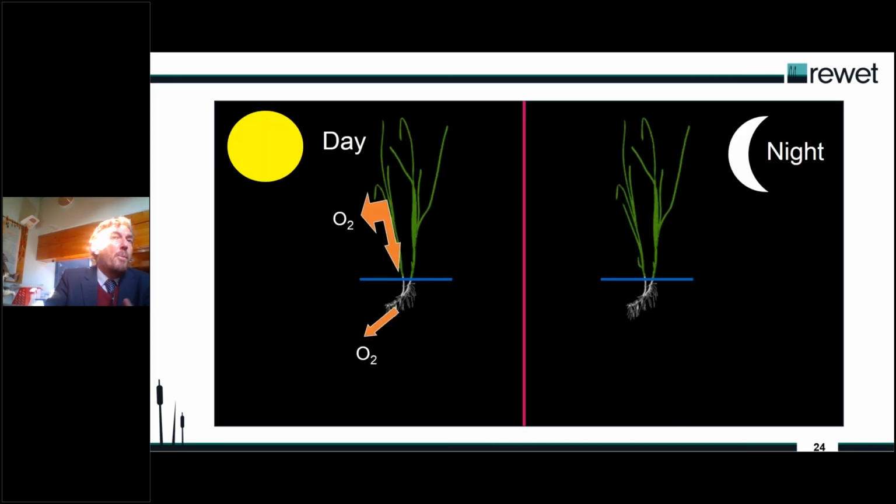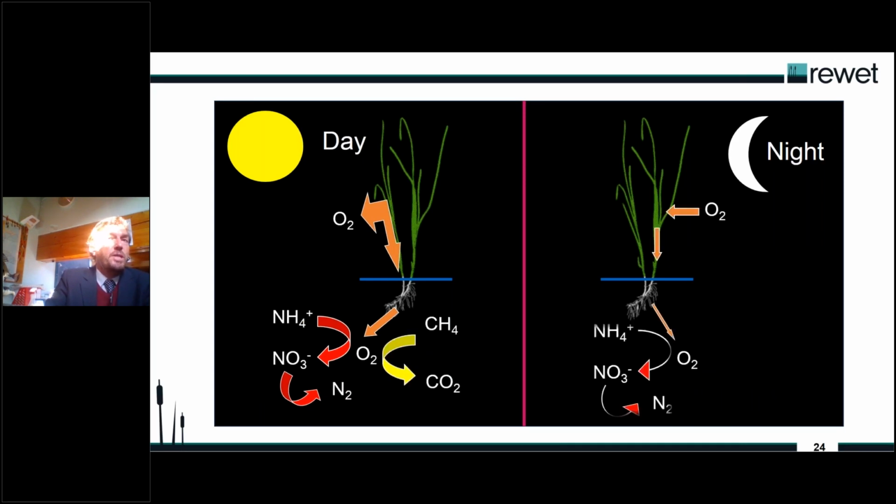And this is more or less what happens in any submerged aquatic vegetation. During the day, there is large photosynthesis pushing oxygen downwards and favoring a lot of microbial processes, including a biogeochemical ecosystem service, which is methane oxidation, preventing the accumulation of methane in sediment. And the same is true in the night, because the canals are still open and there is diffusion from the water column to the leaves and then to the roots.